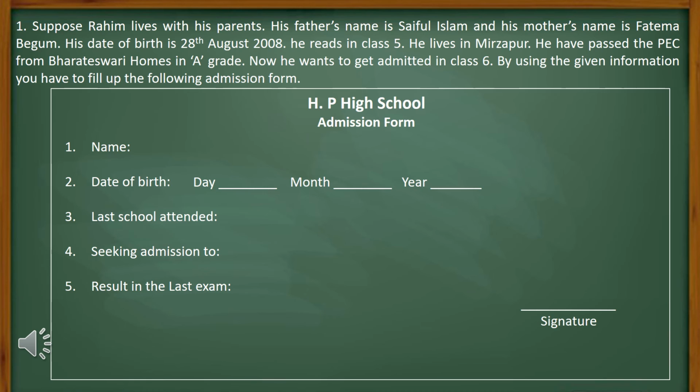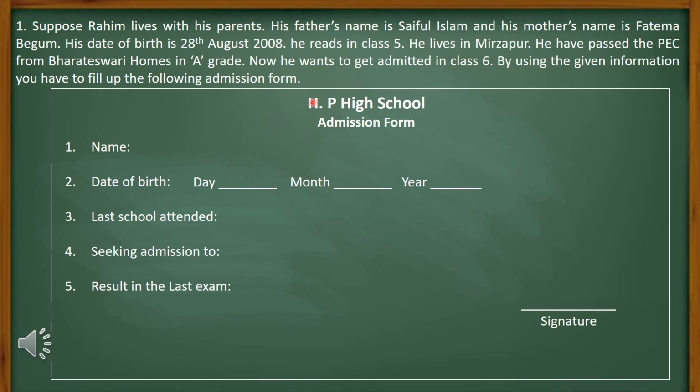Now homework time. This is your homework, so listen attentively. Suppose Rahim lives with his parents. His father's name is Saiful Islam and his mother's name is Fatima Begum. His date of birth is 28th August 2008. He reads in class 5. He lives in Mirzapur. He has passed the PEC from Bharateshwari Homes in 8th grade. Now he wants to get admitted in class 6. By using the given information, you have to fill up the following admission form.